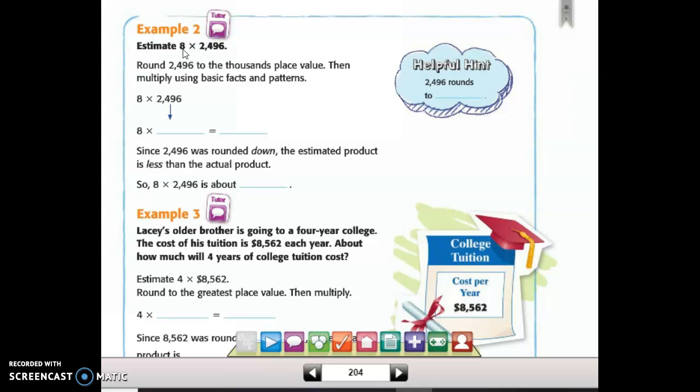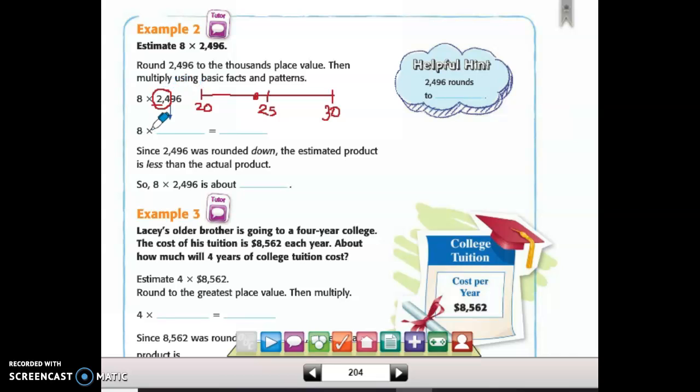We're going to estimate 8 times 2,496. Round 2,496 to the thousands place value. Then multiply using basic facts and patterns. So I'm going to underline and circle. So I underline the place value that I'm rounding to, which is the thousands place, and I circled that and the one before it, so now my number is 24. And just to help visualize what you should be thinking in your head, I drew the number line 20 to 30, and 25 is in the middle. 24 would be about here, so that is less, so that would round down to 20.